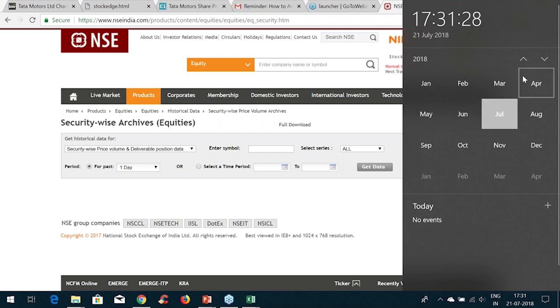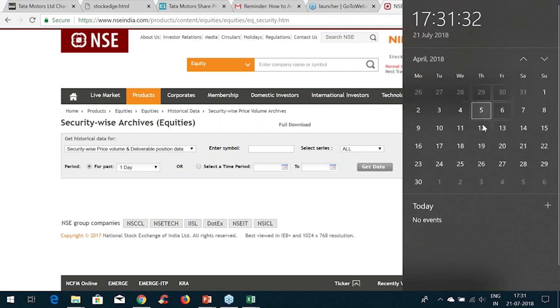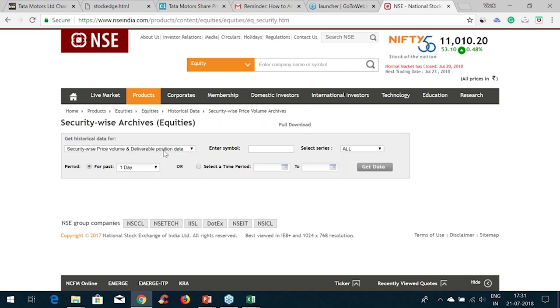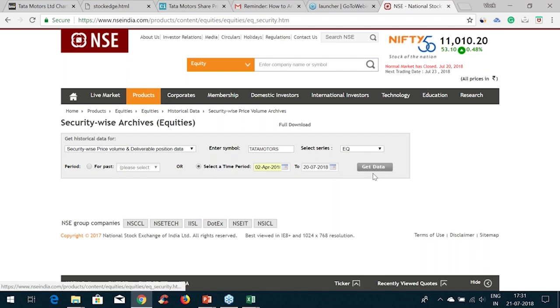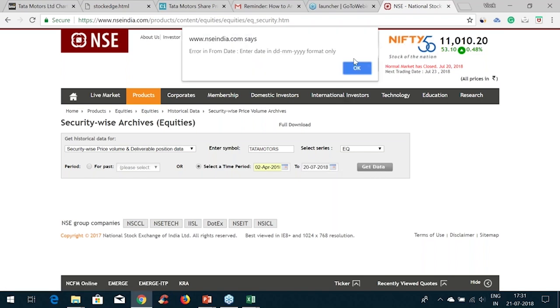So let's take a data from 1st of April. So 1st of April was holiday. So we'll take the data from 2nd of April. So I want security wise price, volume and delivery data of Tata Motors, EQ, and I want the data from 2nd of April to say till yesterday. I want the data. Okay.